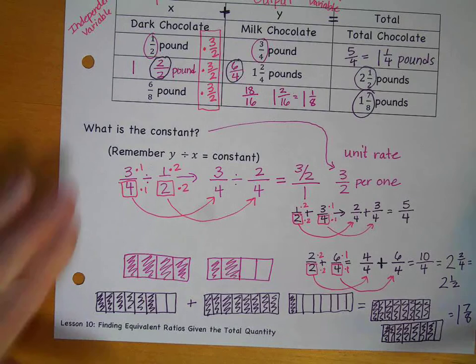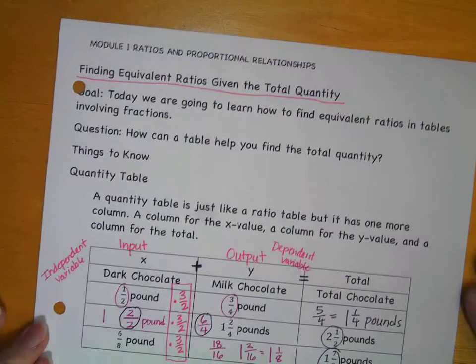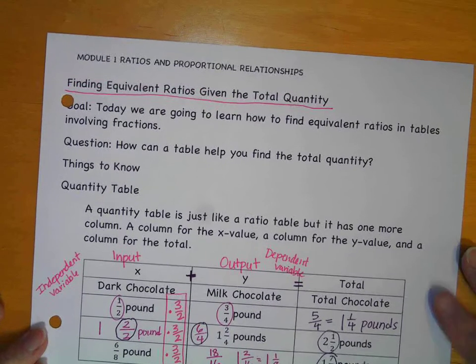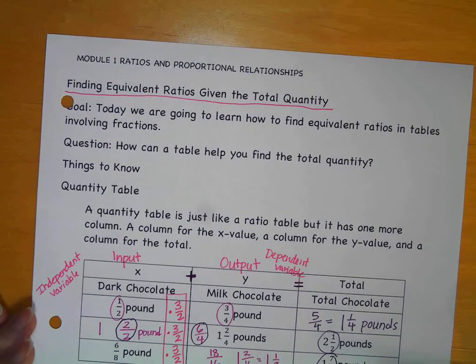Okay, my darlings. Wow, that was a lot of math, and it was only one piece of paper. But I think you're okay. I think you've got this. Okay, so let's go back up to our goal. Today we are going to learn how to find equivalent ratios in tables involving fractions. Please do not let the fractions scare you. Just go slow and use pictures and write it all out.